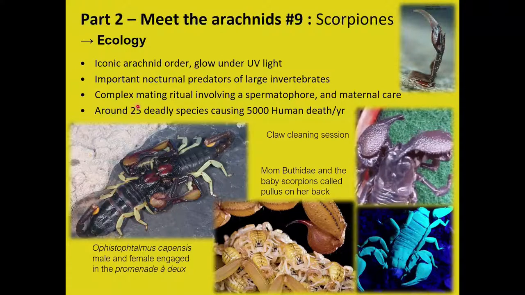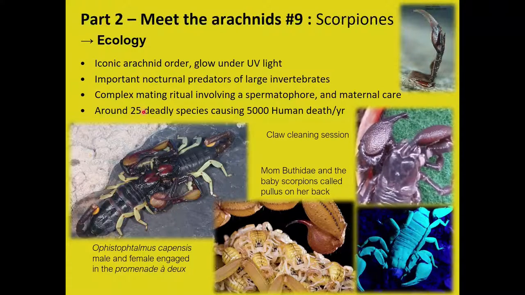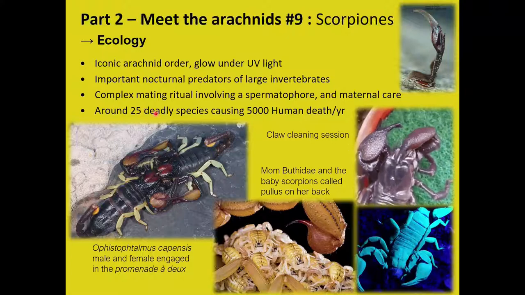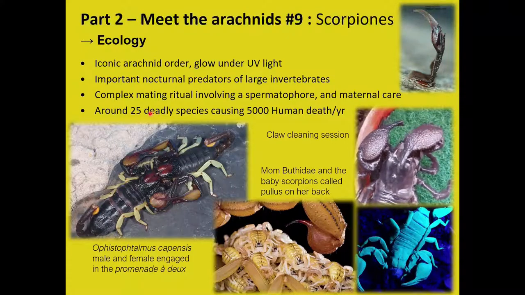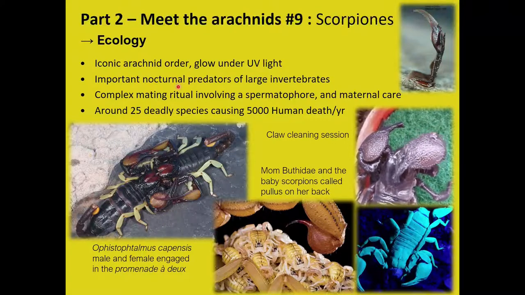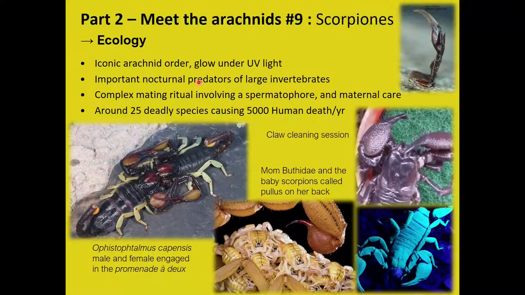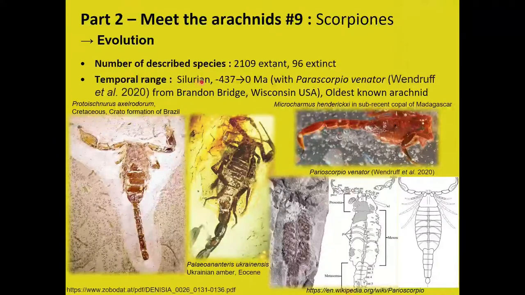And there are about 25 scorpion species which have a very dangerous venom. So only a tiny percent of them. And they are mostly nocturnal predators. Not a lot of scorpions actually are active during the day. In terms of fossils, we have a very rich fossil record. 2,000 species are known today and 100 are extinct.